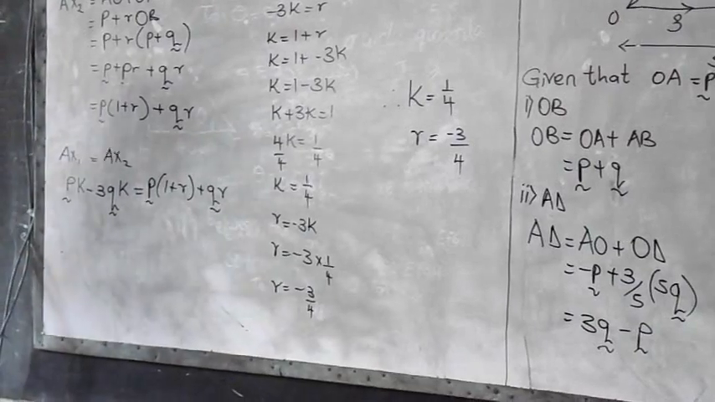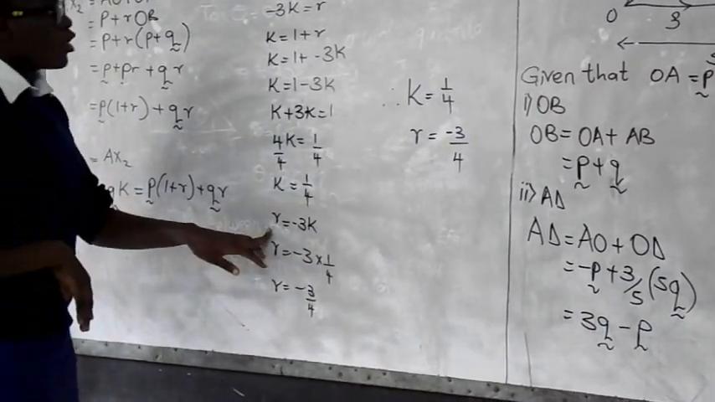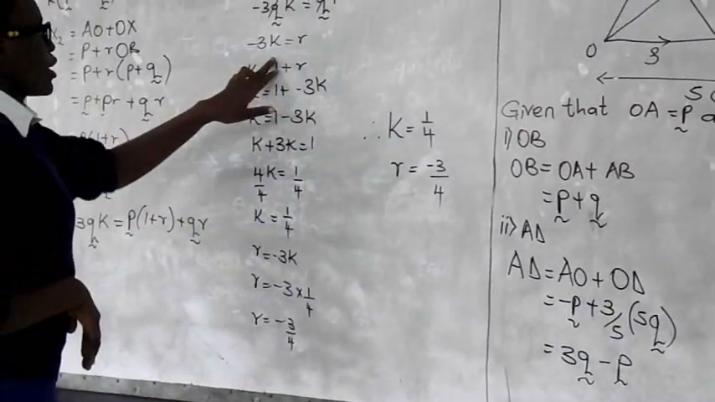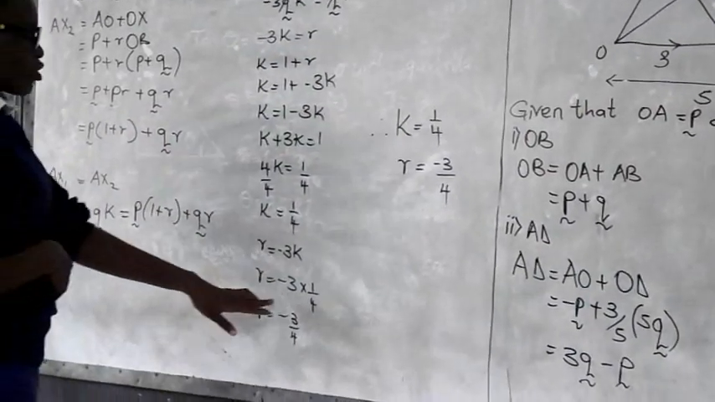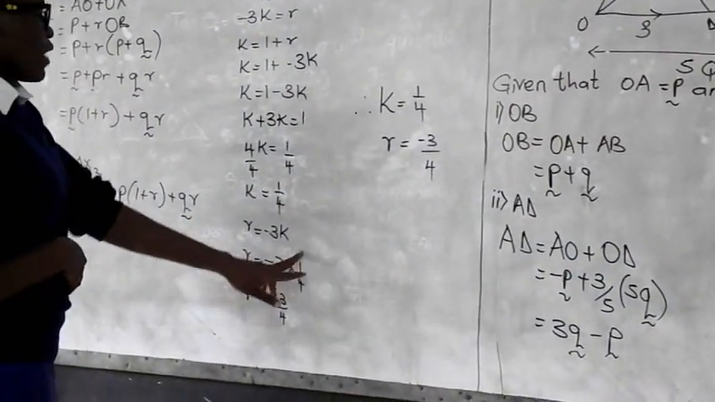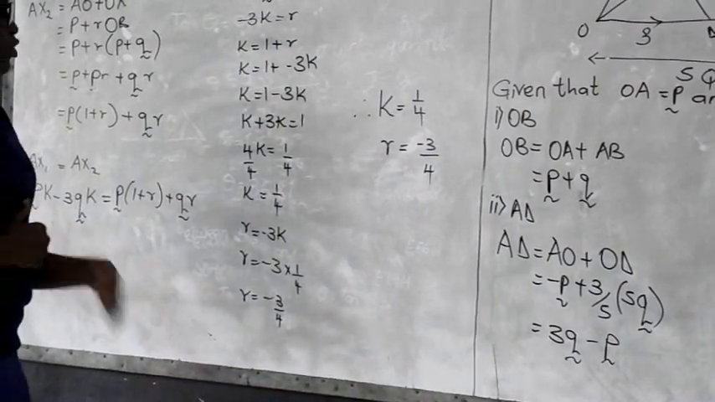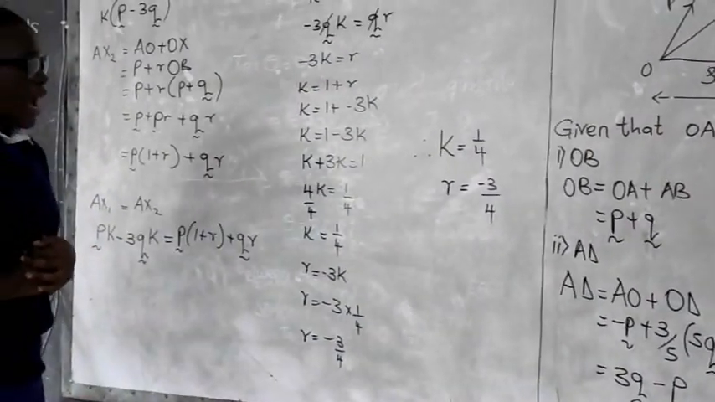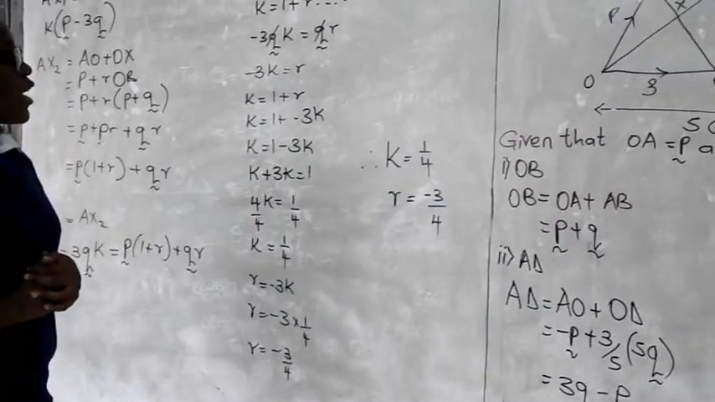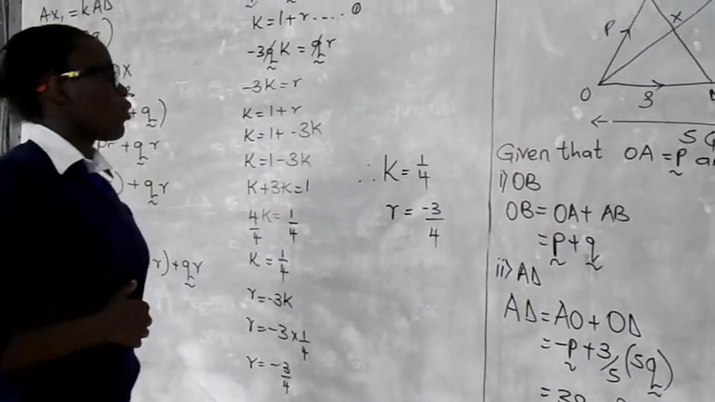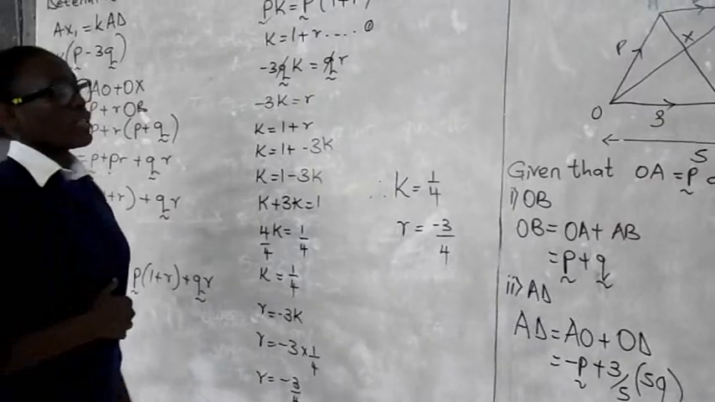That will make it easy to get the value of R, which we wrote as R is equal to negative 3K. Where there is K, you replace with a quarter and you multiply. You'll get your R as negative 3 over 4. Therefore, K is equal to a quarter and R is equal to negative 3 over 4.